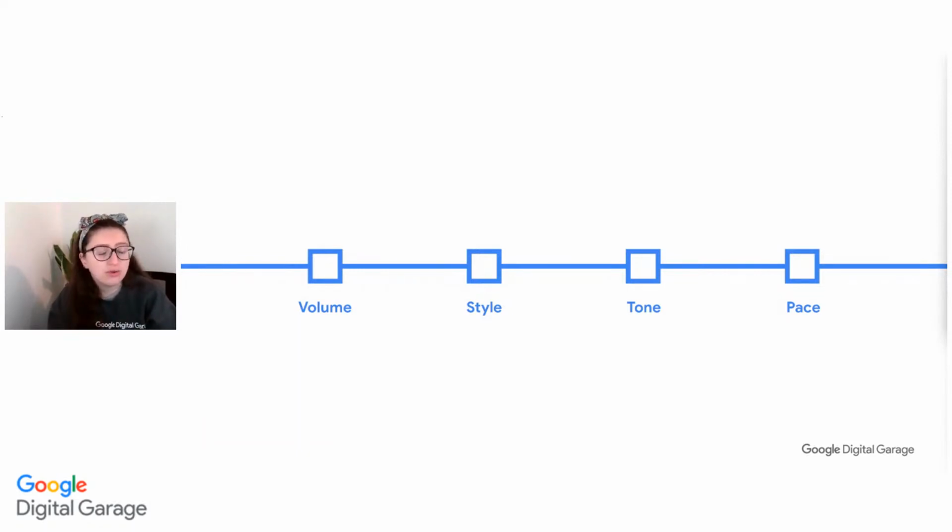You can also use your volume as a tool. When you want people to lean in and really listen to you, you can speak quieter and softer. And then when you want to make a big point, you can speak louder and make that energy kind of burst out. That's just volume.